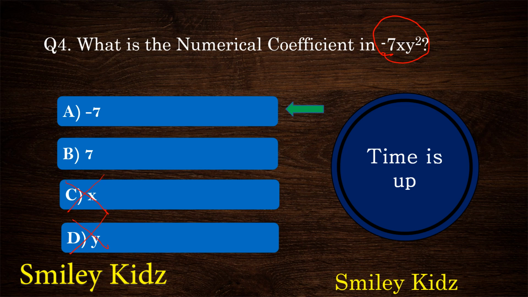So here, what is the number you can see in minus 7xy square? It is nothing but minus 7. So option B is also wrong. The right answer is option A, which is minus 7. The numerical coefficient, or simply the coefficient, in minus 7xy square is minus 7.